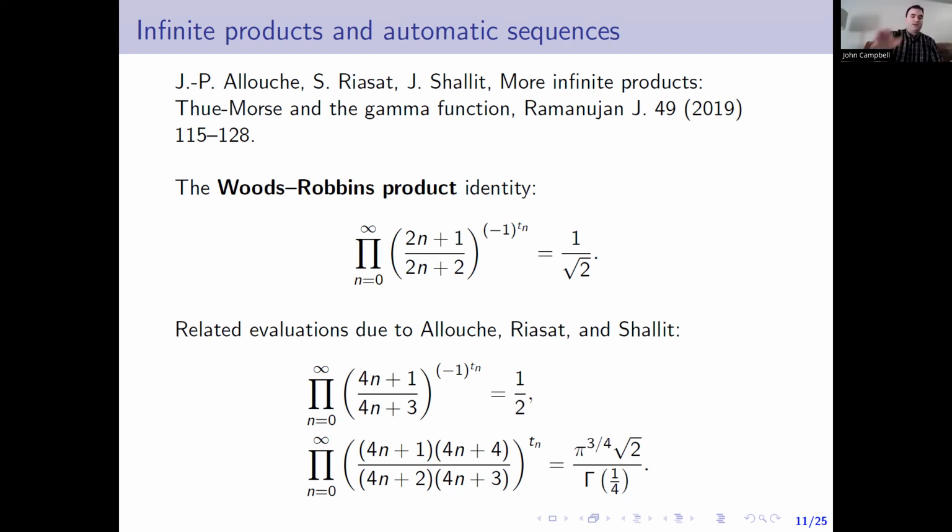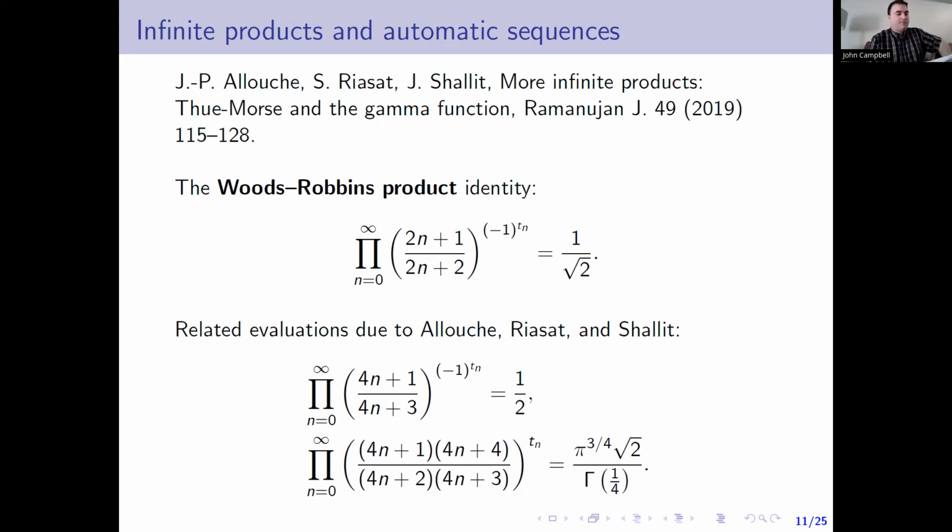In this regard, one of the most basic and well-known results concerning infinite products involving automatic sequences is referred to as the Woods-Robbins product identity, and was generalized by Alush and Riazat and Shalit in this Ramanujan journal article. And there is a rich history surrounding this Woods-Robbins identity with regard to the extensive literature on infinite products closely associated with this Woods-Robbins product evaluation, which has been generalized in many ways, including with the Dirichlet series-based techniques we were discussing earlier.